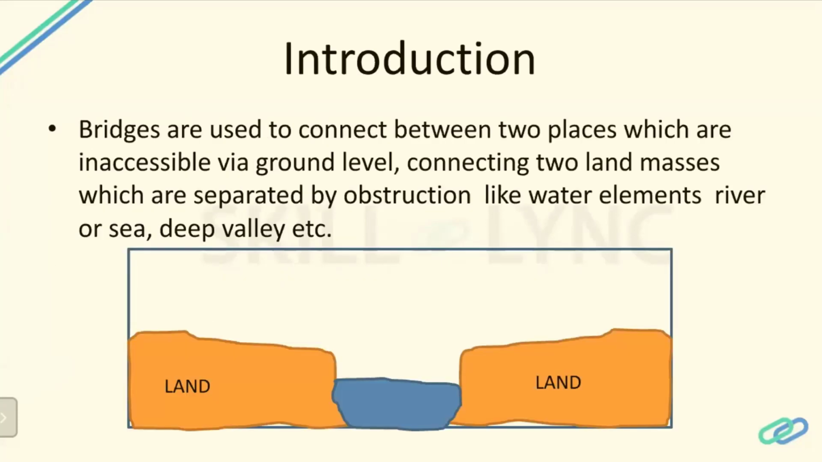So first, we will define bridges. So what is a bridge? Bridge is nothing but a connection between two places. In early days, there used to be two land masses separated by water. If we want to connect to the other side of the land, we need a structure called a bridge. So that is how the bridge is defined. They are used to connect two places which are inaccessible via ground level, and they can be separated by any obstruction like water, river, sea, deep valley, anything.